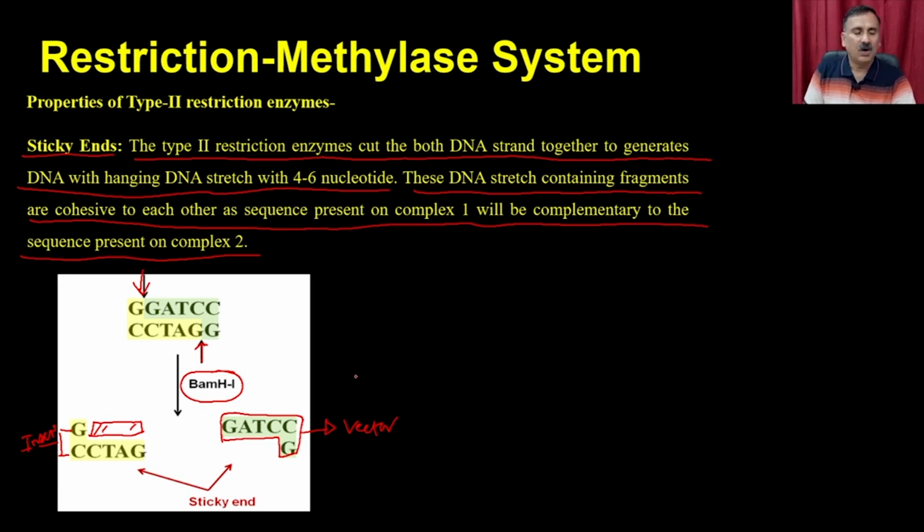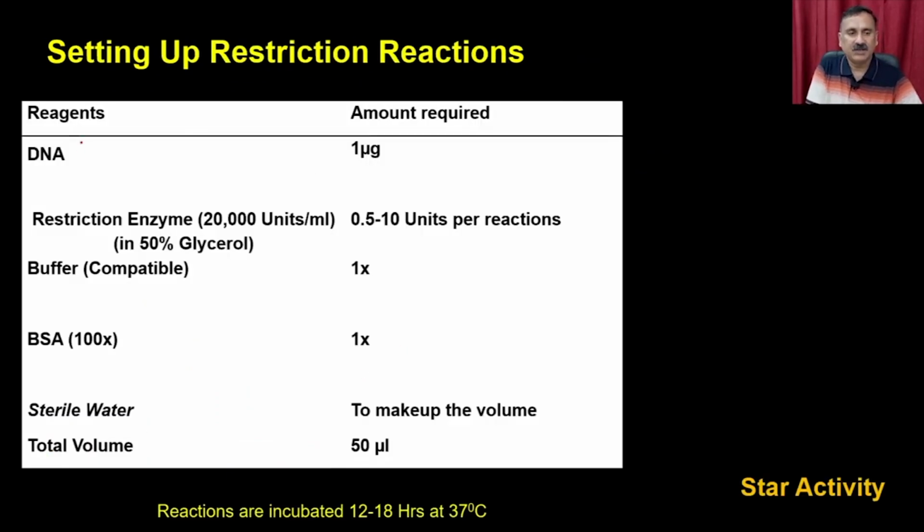Now the question comes, how are you going to set up the restriction reactions? For restriction reactions, you require the following components. You require the DNA. DNA means either the vector or the DNA fragment that you have amplified from the PCR. So number one, you require the DNA. Then you require the restriction enzymes, the buffer, the BSA, and the sterile water. In a total volume of 50 microliters, you are going to perform the restriction enzyme reaction.